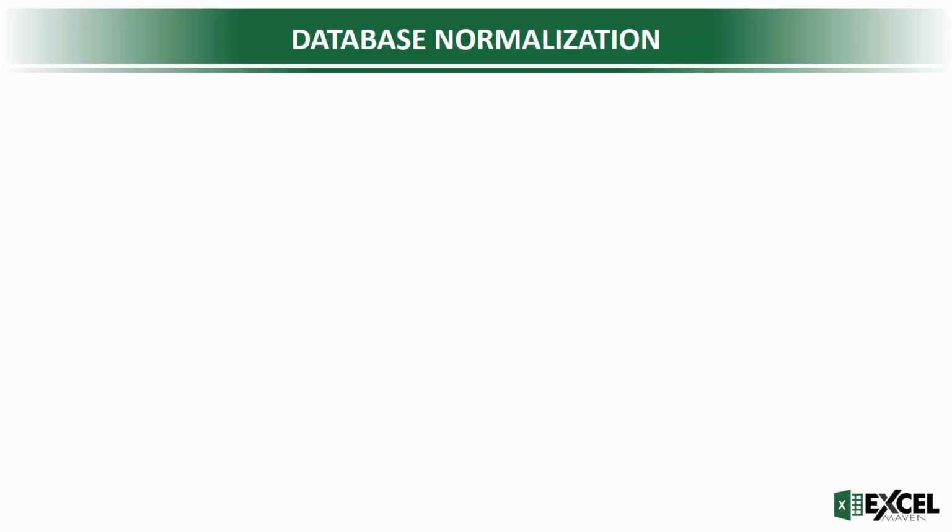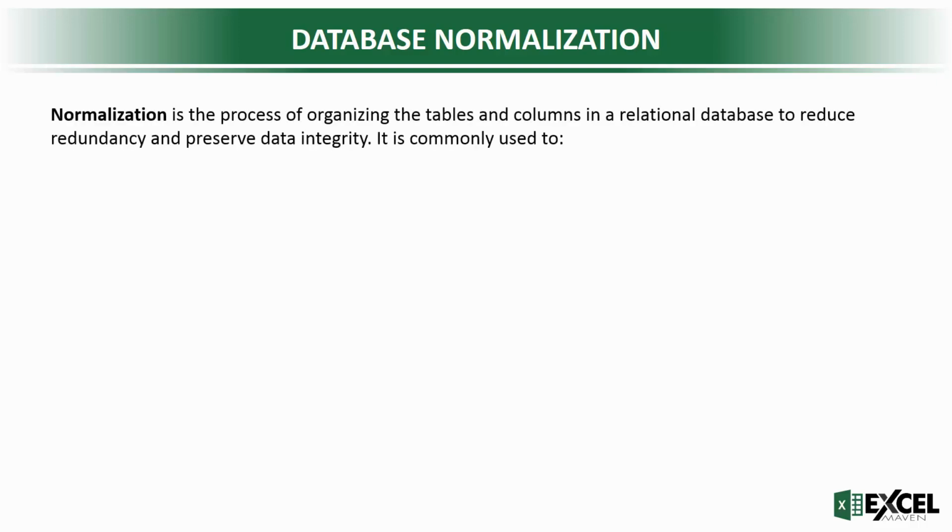sticks. So the definition of normalization: it's the process of organizing the tables and columns in a relational database in a way that reduces redundancy and preserves data integrity. So a lot of fancy words there.